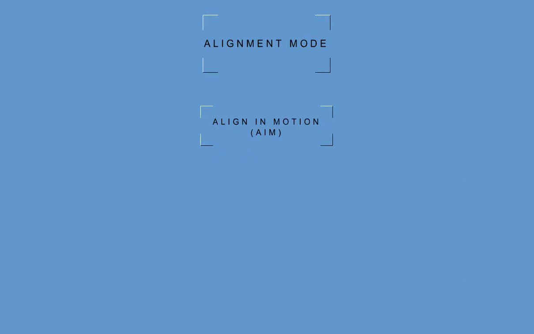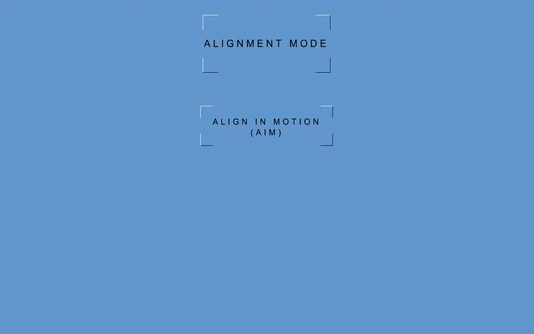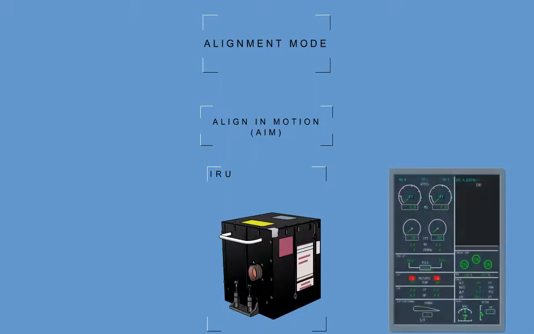Align in motion. The AIM mode initializes the IRS while in flight to recover full IRU navigation capability. This mode will be selected in the event of a power loss while in flight. The time required to complete an AIM varies as a function of airplane motion and ranges from 15 to 30 minutes. When the micro IRU is performing an AIM, the flight crew will be notified by an appropriate ICAS message.